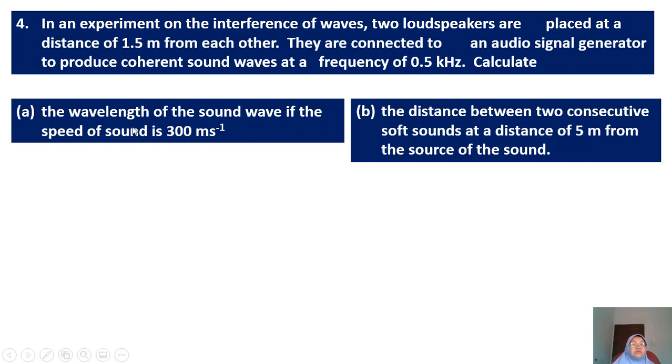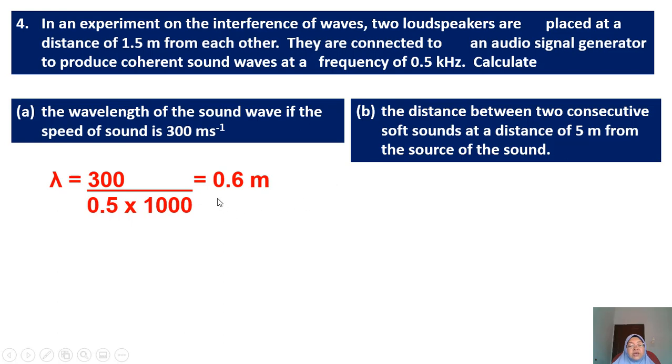So v is given, f is given. You want to find lambda, so use the formula v equals f lambda. So lambda equals 300 divided by 0.5 times 1000 because of kilohertz. And the answer is 0.6 meter.